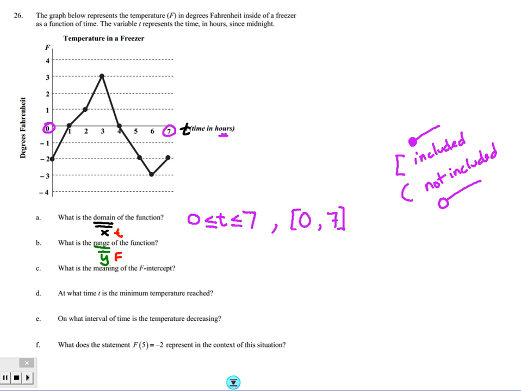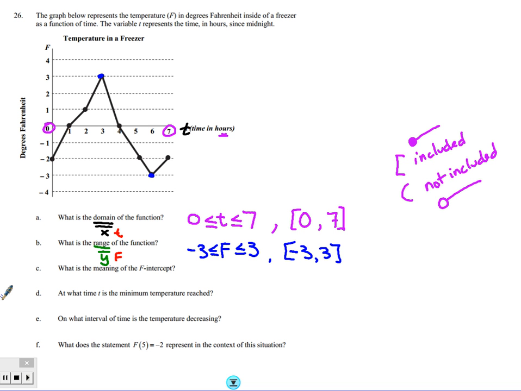So let's go and look at the range. Let's see, the lowest it is, we always want to start low to high. So the lowest it is -3, and the highest it goes is +3. So from -3 to +3, all my Fahrenheits in between, less than or equal to +3, Fahrenheits greater than or equal to -3, or again, interval notation, it is equal on both ends. So you could do either one of those, you don't have to do both.